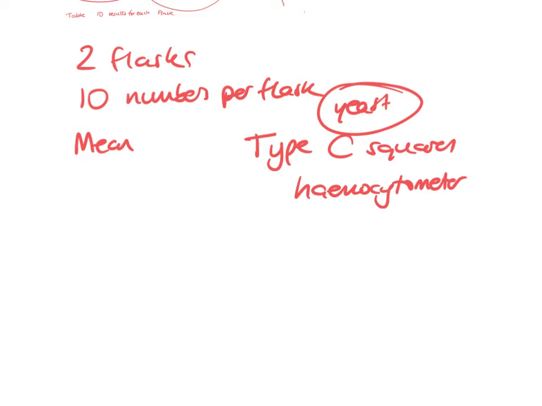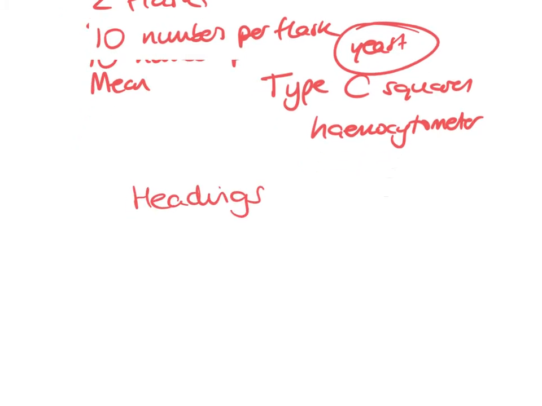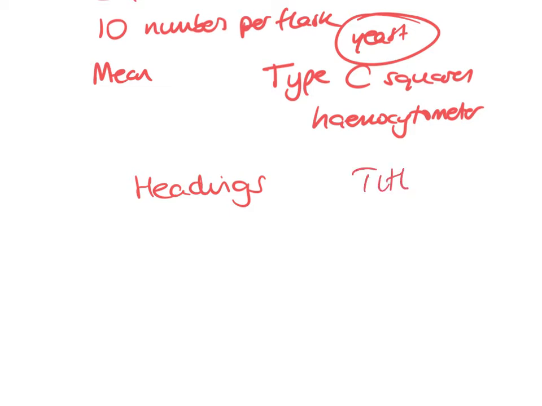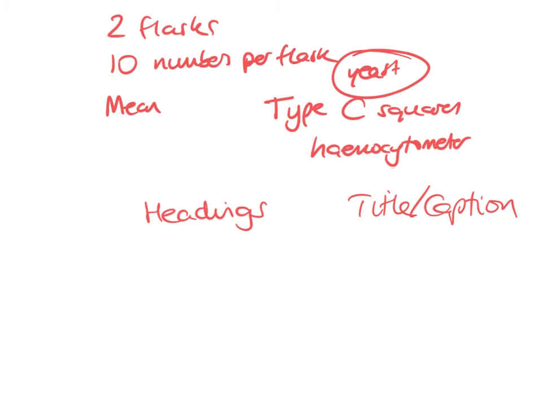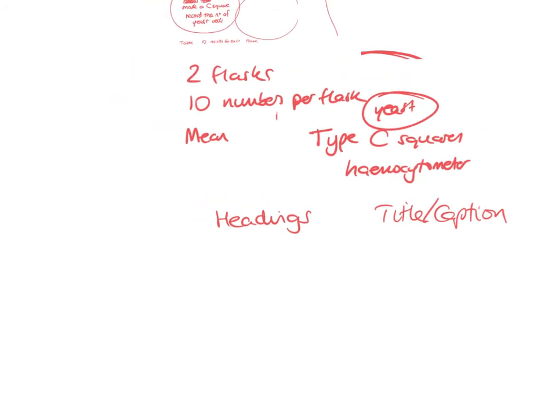So you need a table with headings, and a decent title. Sometimes that's called a caption. You need to mention the living organism. You need to mention the fact that we've got 2 flasks. Somewhere in that you need to have the amount of sugar. And your numbers are number of yeast cells per C square. So you can get to work on that.